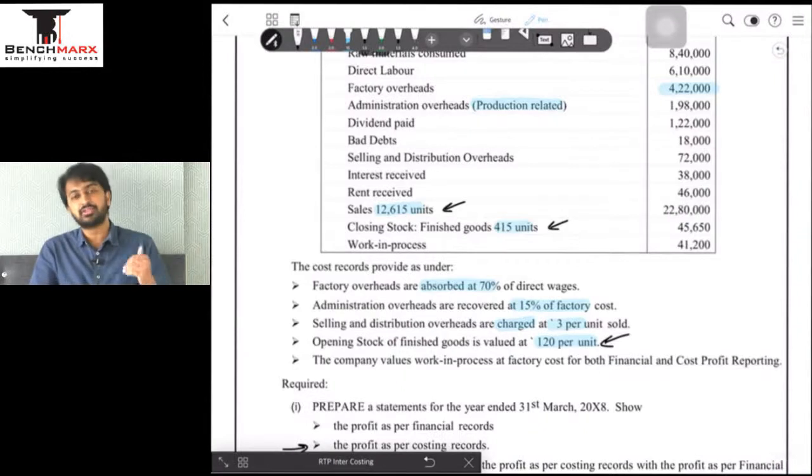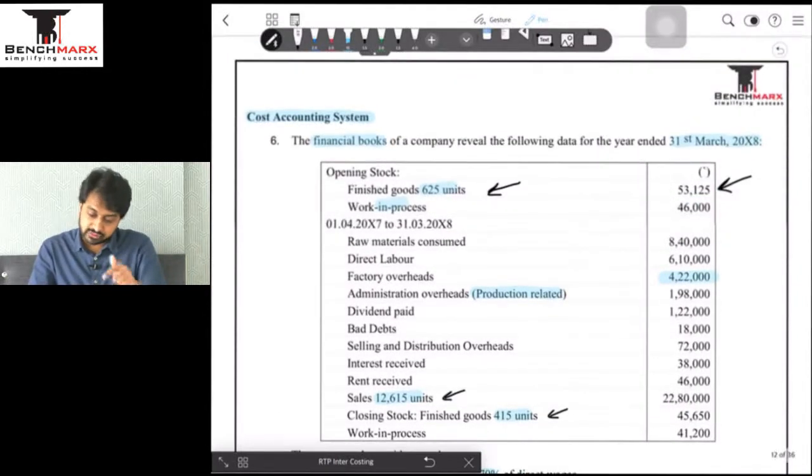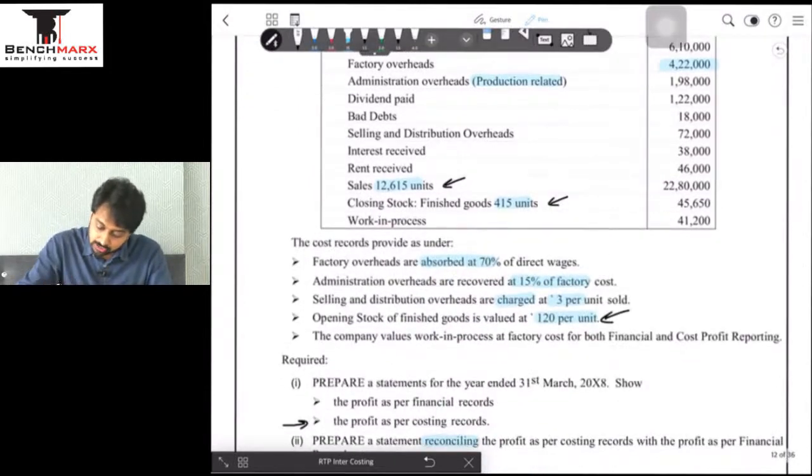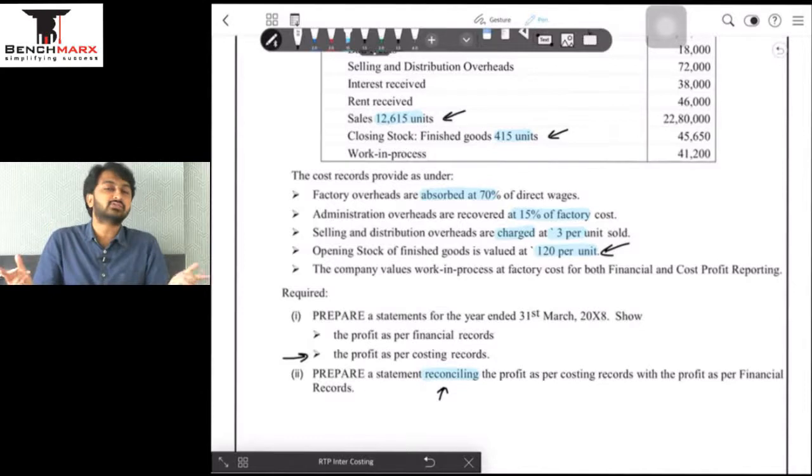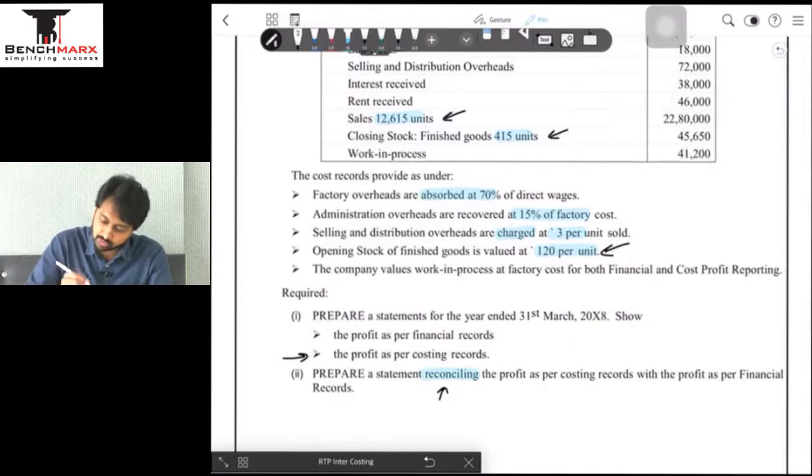As I said, the valuation principles are different. ऊपर का जो FG है 53,125 का, this is the valuation of FG as per financial records. And नीचे का जो है 120 per unit, this is valuation as per costing records. This is one of the reasons why the profits as per cost and financial records do not tally. आगे बढ़ेंगे. The company values work in progress at factory cost both for financial and costing purposes, that is normal.